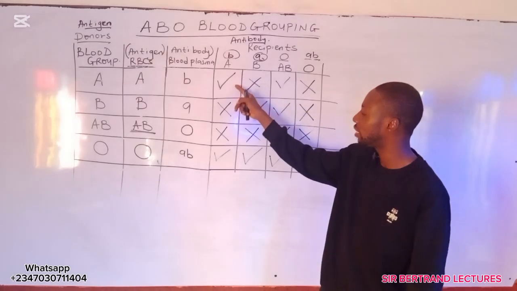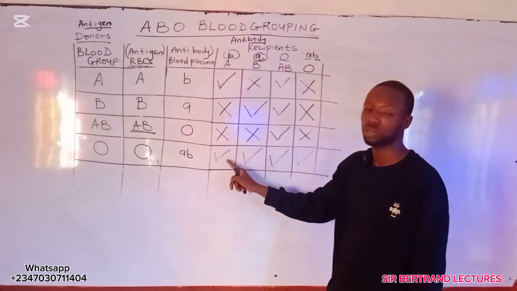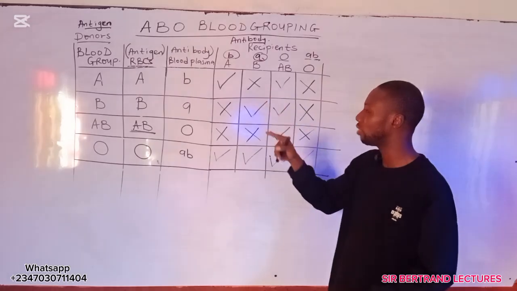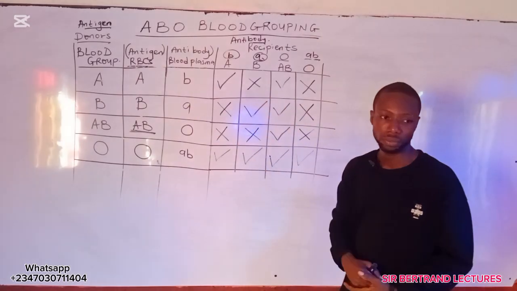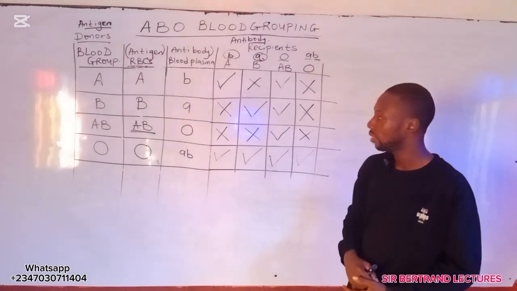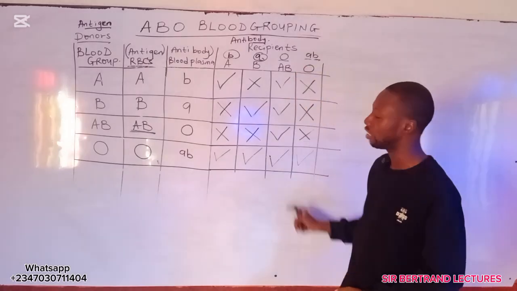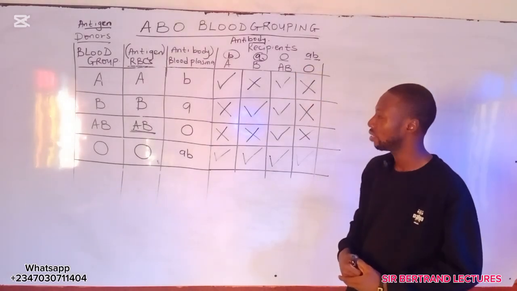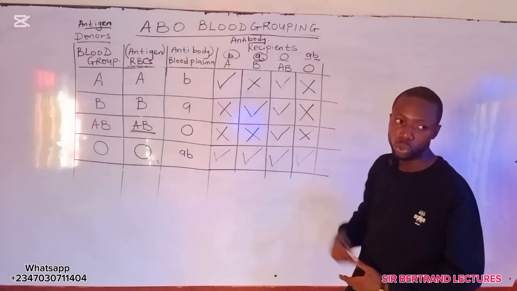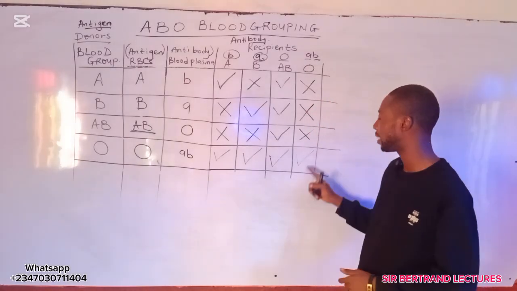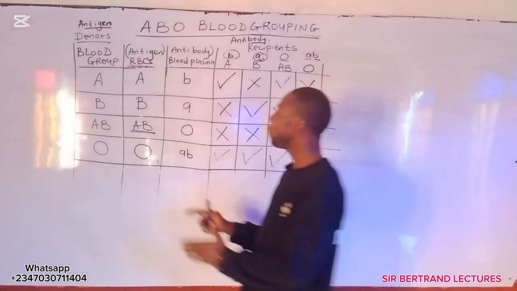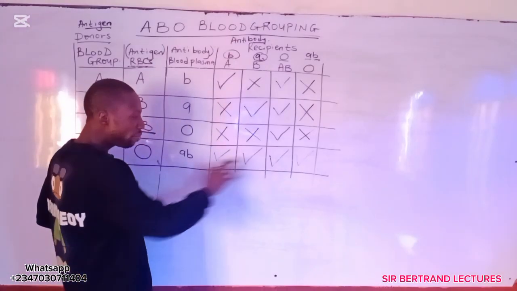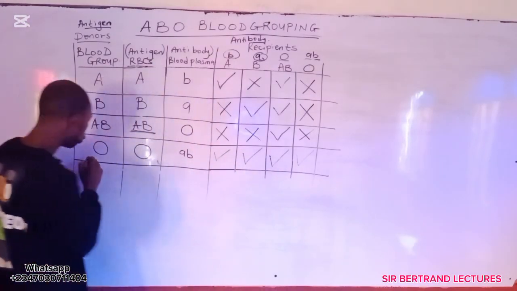Blood group A receive blood from A and O. Understand? Blood group B receive blood from B and O. Do you get? Then blood group AB here receive blood from every donors. Do you understand? Okay, then blood group O receive from nobody except O.